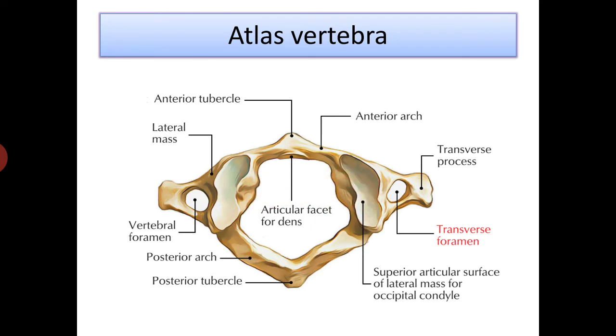Now the lower surface of this lateral mass also bears a facet that is not seen here, but this facet is also circular. Okay, not concave or convex, but it is circular and less flat, and it is also directed medially, and it articulates with the corresponding facet of the axis vertebra to form the atlantoaxial joint.